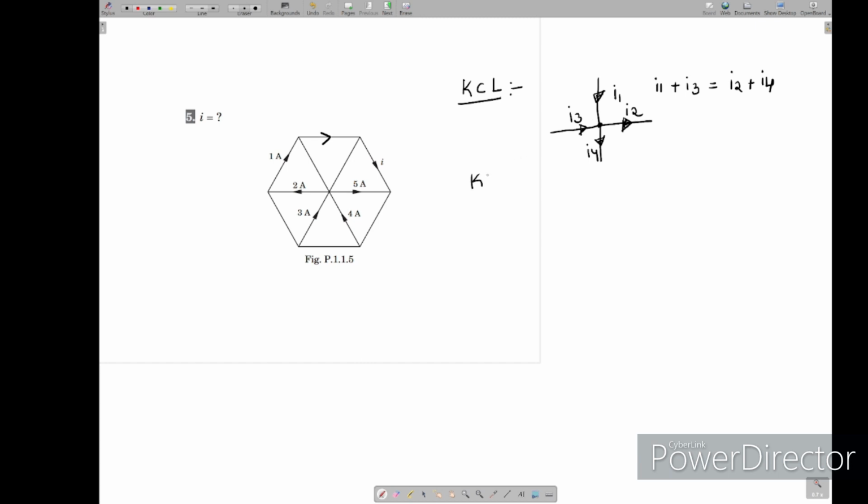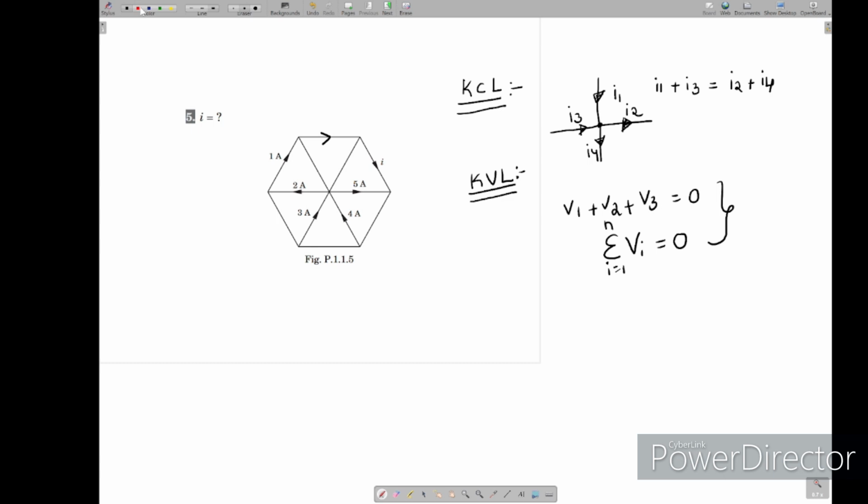And one more is KVL. This corresponds to Kirchhoff's voltage law. This law says that when we have voltage sources and drops across the resistors in any loop, the sum of all the voltages is equal to 0. It means V1 plus V2 plus V3 equals 0. We can write this as the sum of Vi from 1 to n equals 0. I will explain how we will use this in the networks.